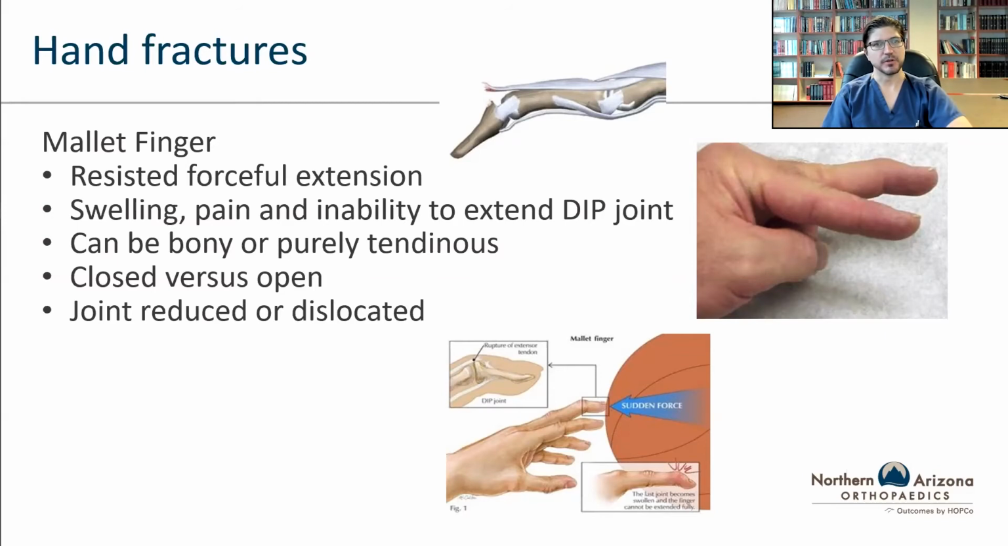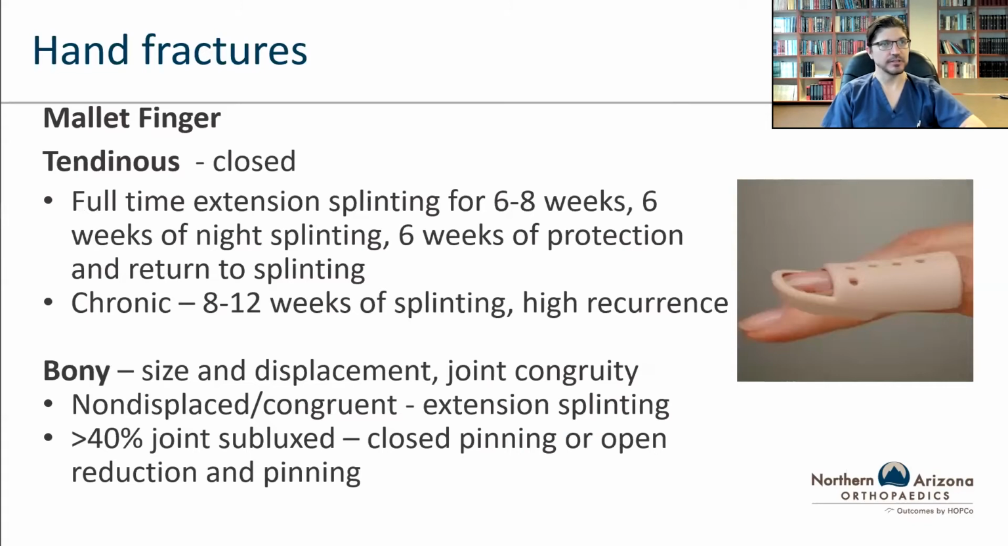These injuries can be due to a fracture, or they could be due to just a tendon injury. For the most part, these are closed injuries, but occasionally they can be due to a laceration or a cut to the tendon. And the joint can be either reduced or dislocated, and all these factors enable us to make a decision whether or not you need surgery. For the most part, these are treated without surgery. Pure tendon injuries can be treated with 6 to 8 weeks of splinting, followed by nighttime splinting and a very certain protocol to get your function back to where it was.